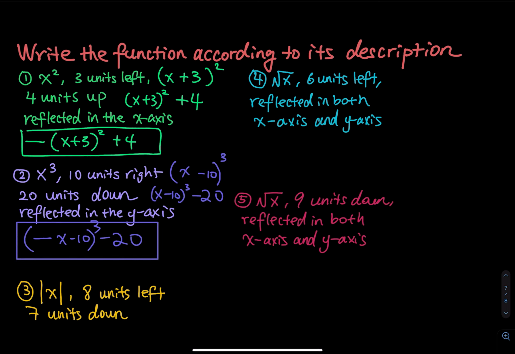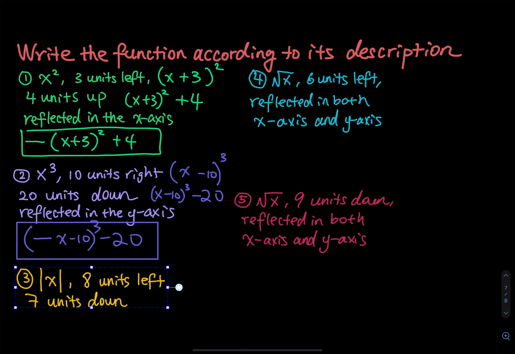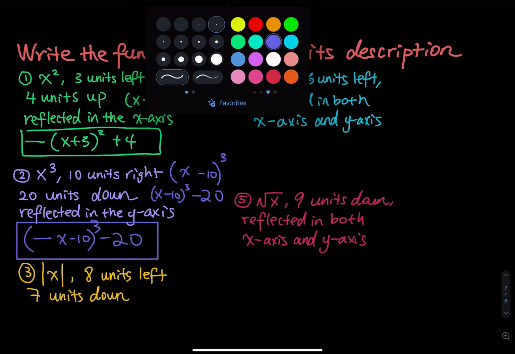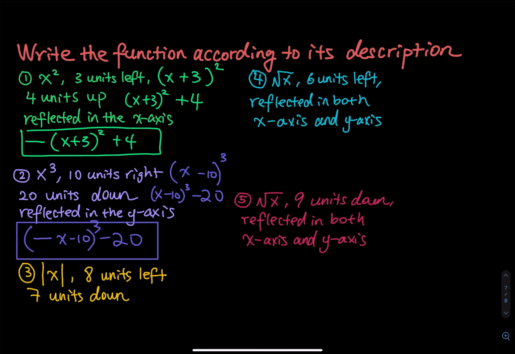All right, how about the next one? The next one is an absolute value, 8 units to the left, 7 units down. So let me move this up a little bit. So you go 8 units to the left. So 8 units to the left, what is this? This is x minus 8, right? So you have x minus 8.